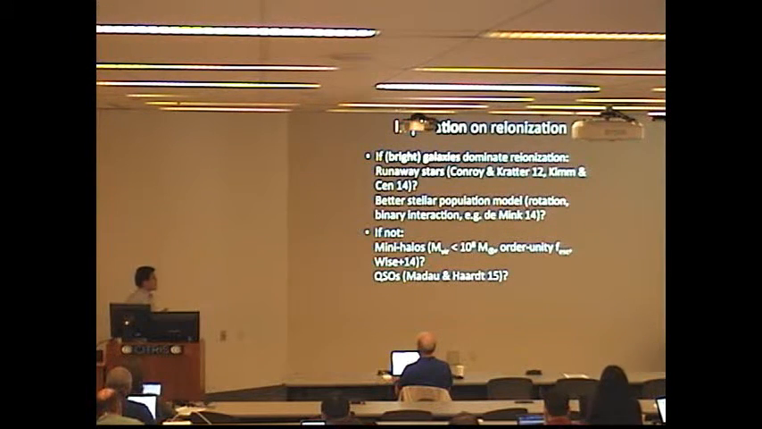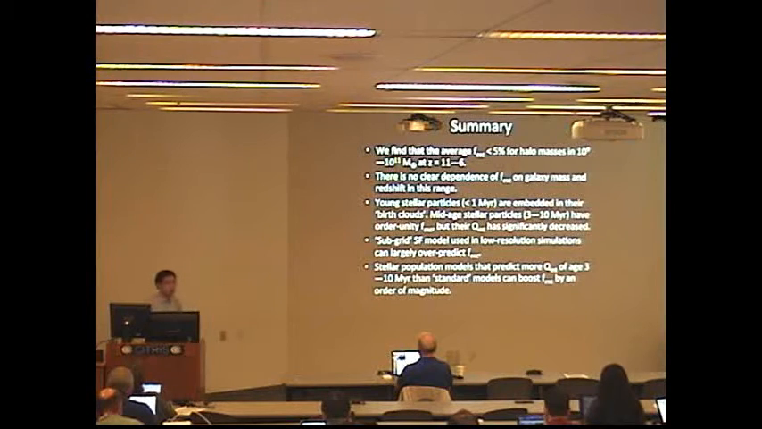If the source dominating reionization is not the bright galaxies, what might be? Some kind of mini halos, as suggested by John Wise's simulations, with virial mass below 10^8 solar masses, which have order unity escape fraction. That might be a possibility, and also the QSOs, as we saw yesterday. I've left my summary here.